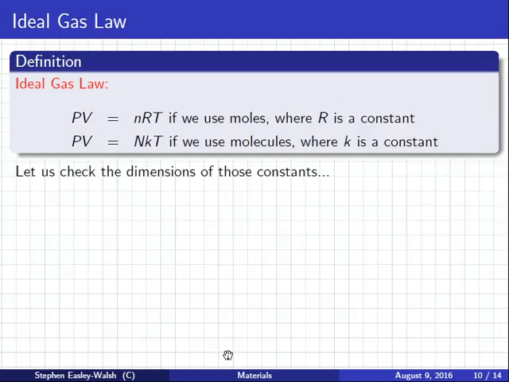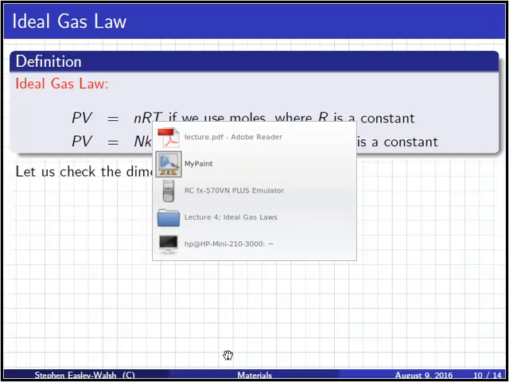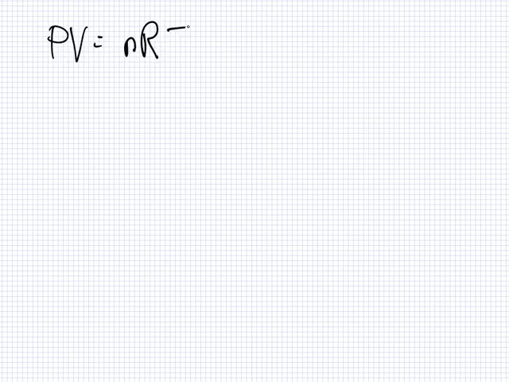Let's check the dimensions of these constants. So, if I have PV equals nRT, then the R is PV over nT. Sorry, I screwed that up. I meant to say the R is PV over nT.